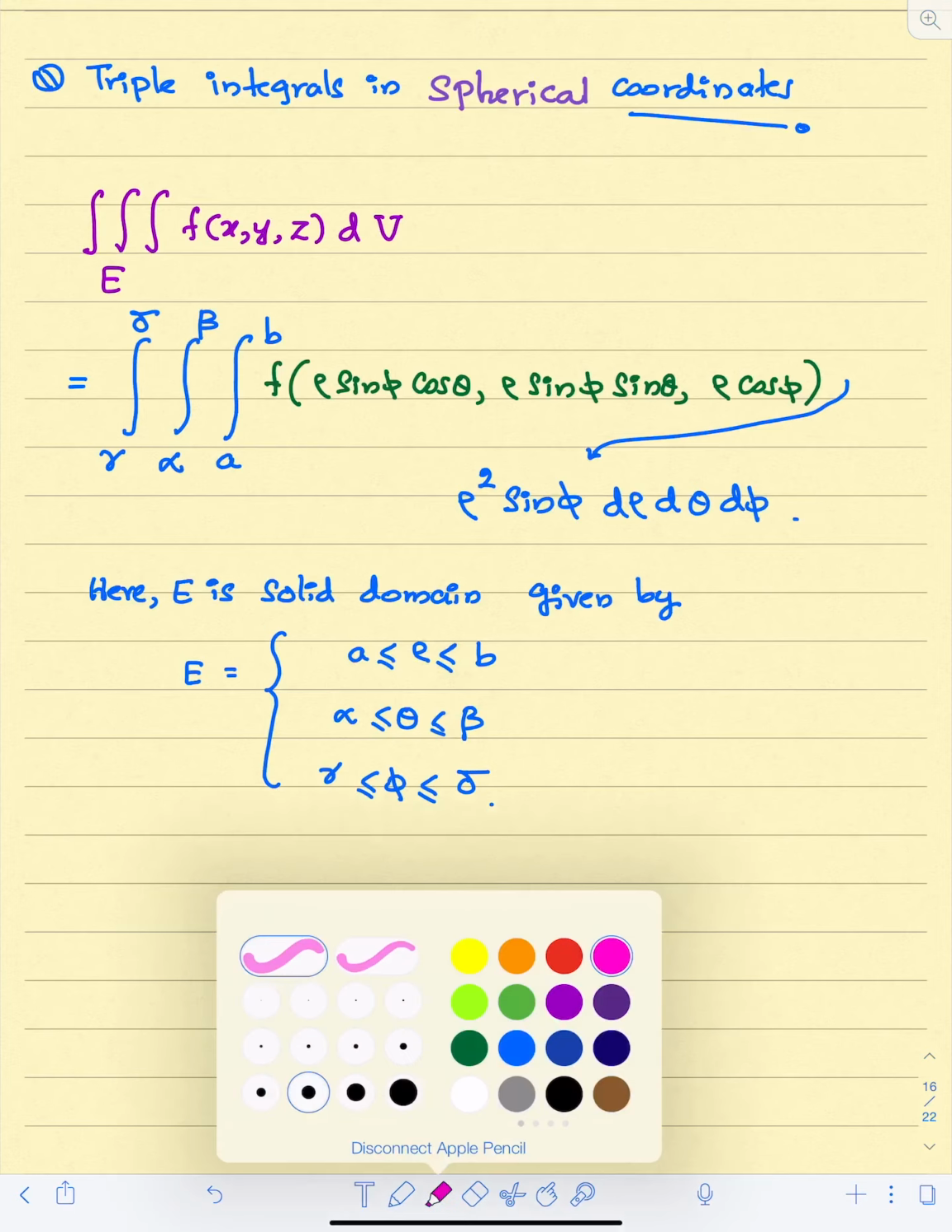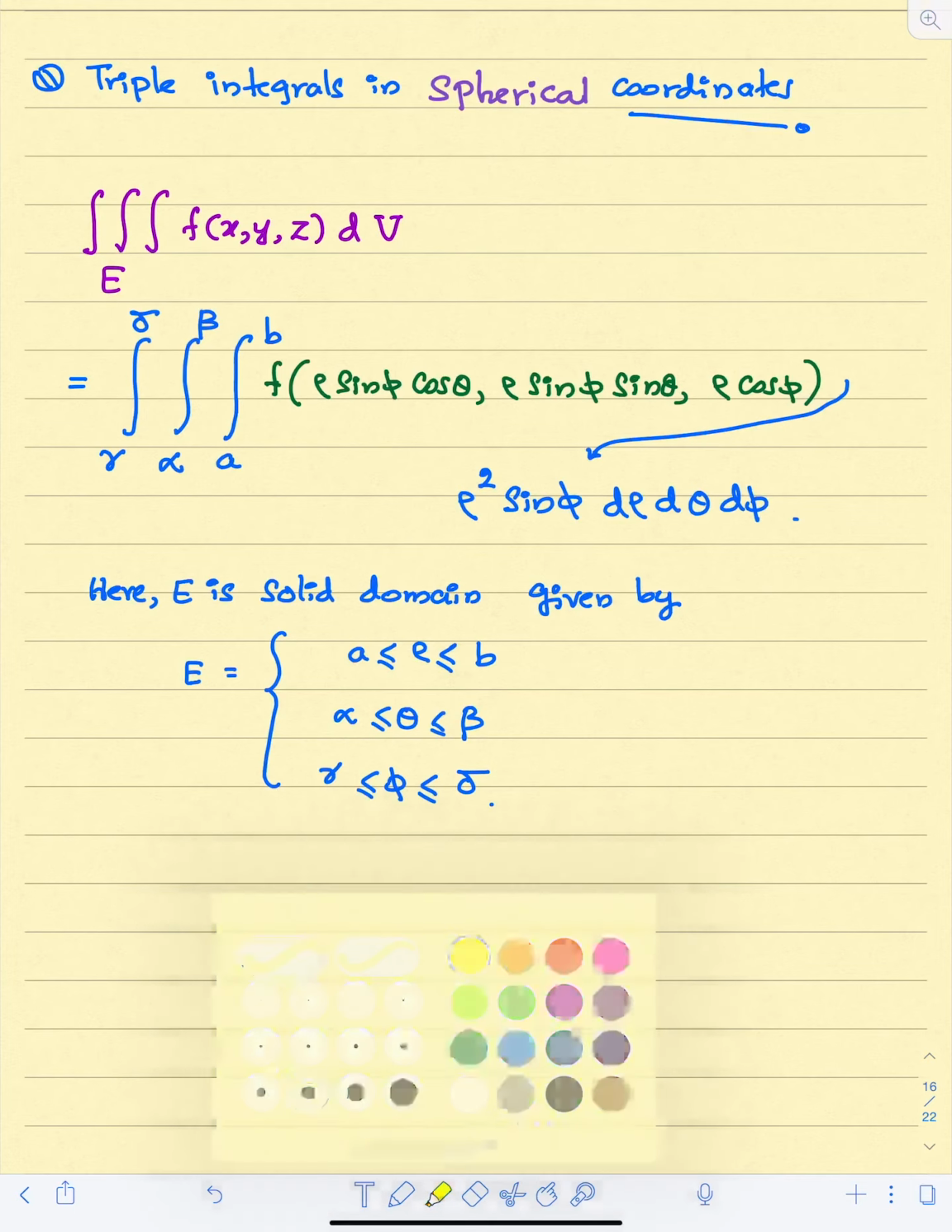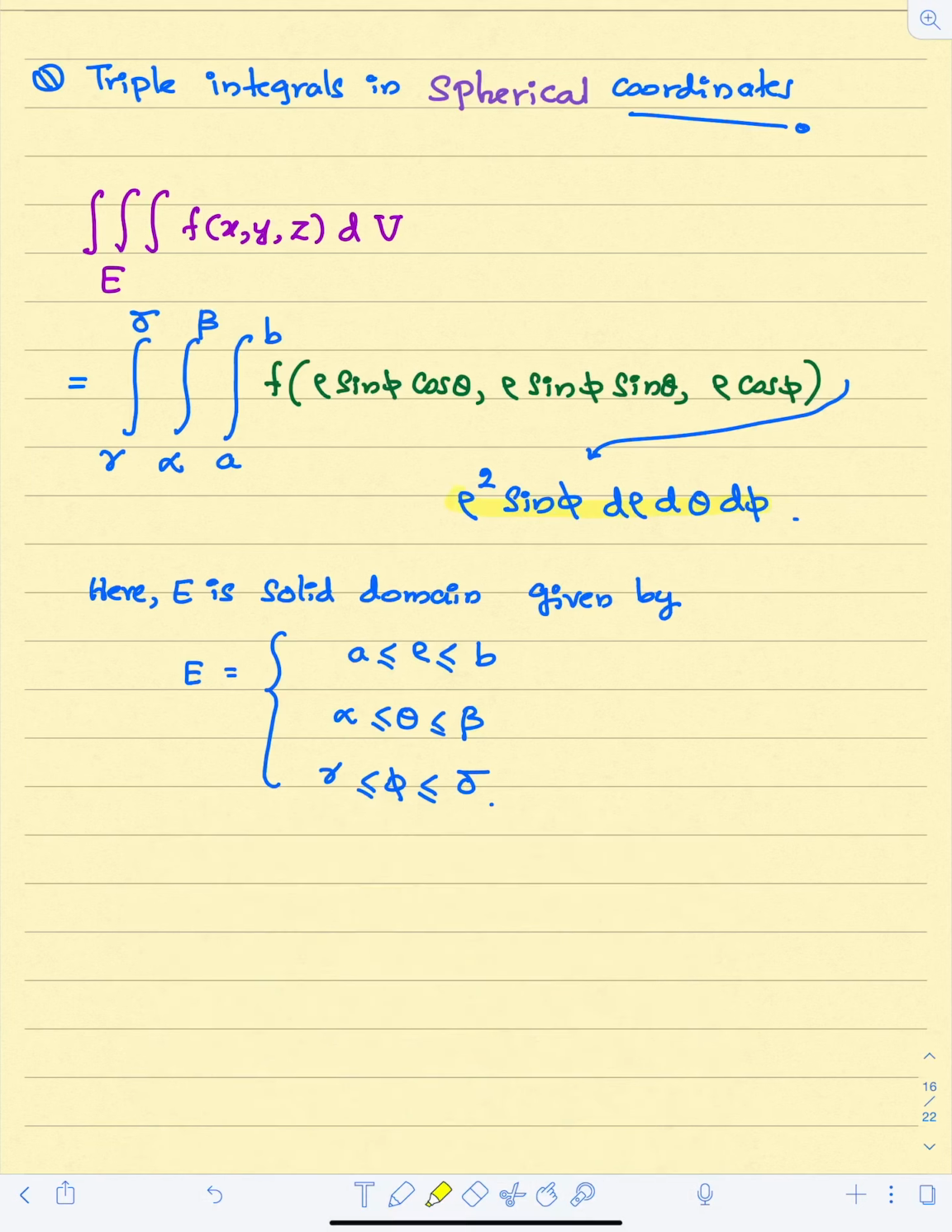I think this is the most interesting part, and in this class I am not going to prove this volume element result. But remember, in a spherical coordinate system, your volume element dV becomes rho squared sine phi d rho d theta d phi.